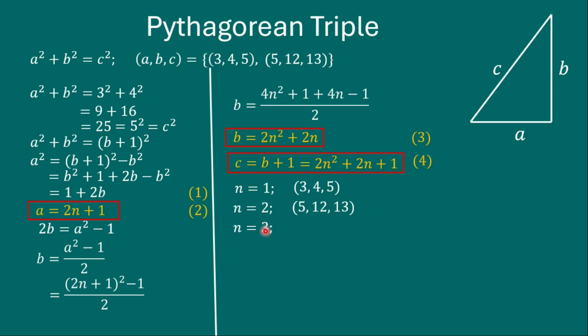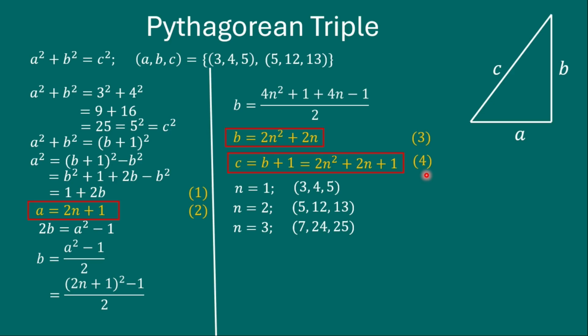Similarly, substituting n equal to 3 in equation 2 would give me 7, and n equal to 3 in equation 3 would give me 24, and then 24 plus 1 is 25. That means with the help of equations 2, 3, and 4, we can find a very large number of Pythagorean triples. But the question is, do equations 2, 3, and 4 catch all the possible Pythagorean triples?